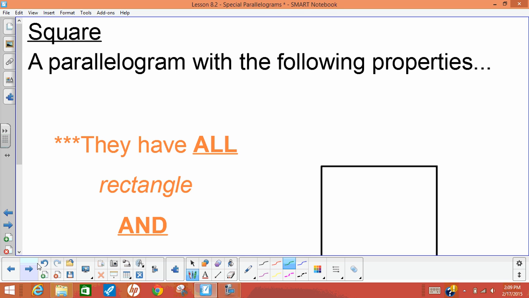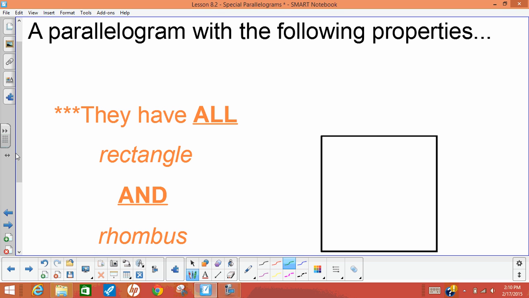The last special parallelogram, again, another one you should know, is a square. The most important thing that makes a square is that it has all of the properties. It has all of the parallelogram properties, so the opposite sides are congruent and parallel. Opposite angles are congruent. Consecutive angles are supplementary. The diagonals bisect each other. They also have all the properties of a rectangle, which means their diagonals are congruent, and they have four right angles. Again, that's something you already knew.